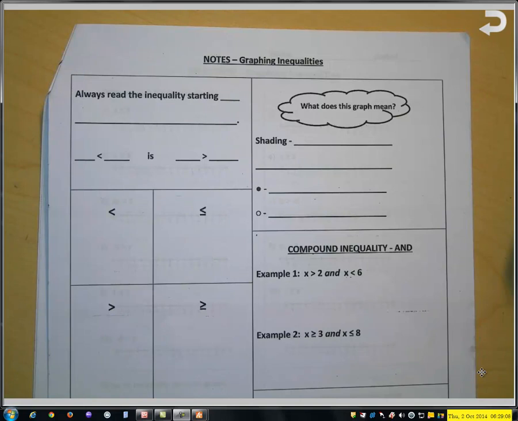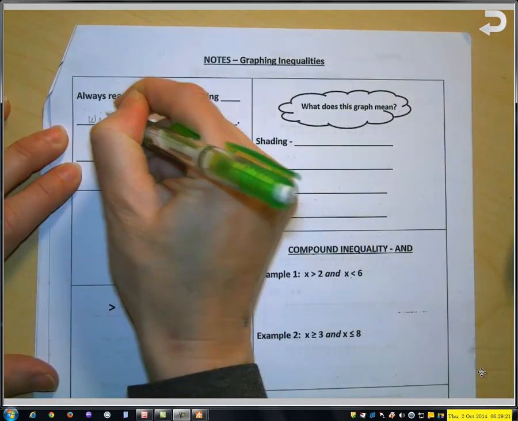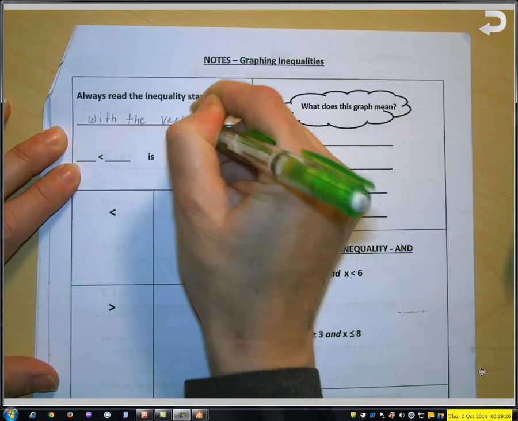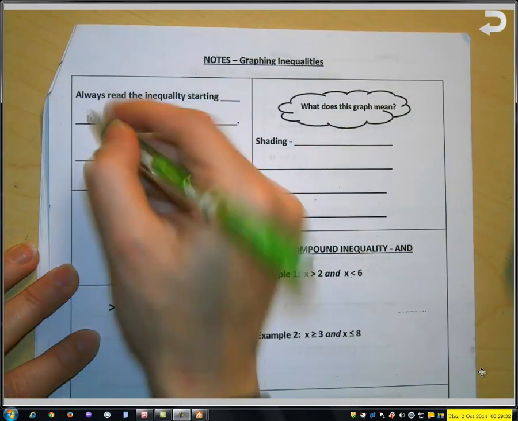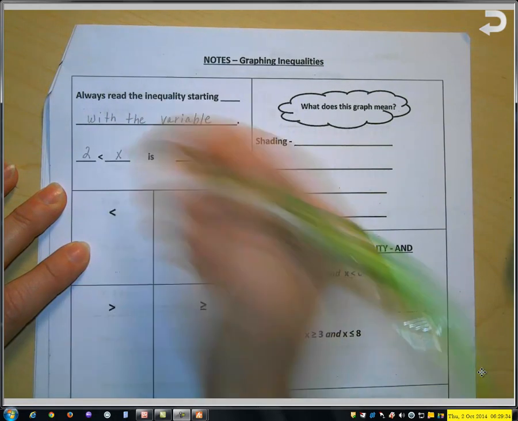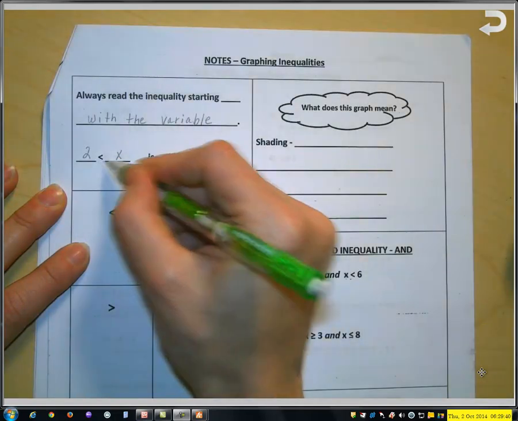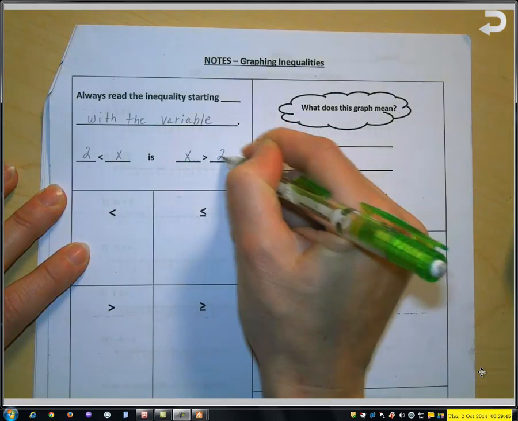Today we're going to be learning about graphing inequalities on a number line. When we're trying to graph an inequality, we always want to read the inequality starting with the variable. So if we see an expression like this, we're going to switch it around and read it, instead of 2 is less than x, as x is greater than 2.